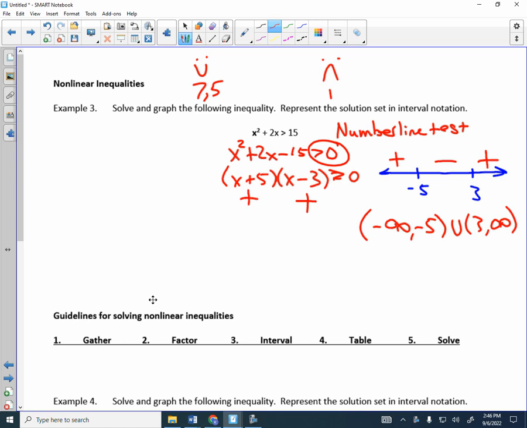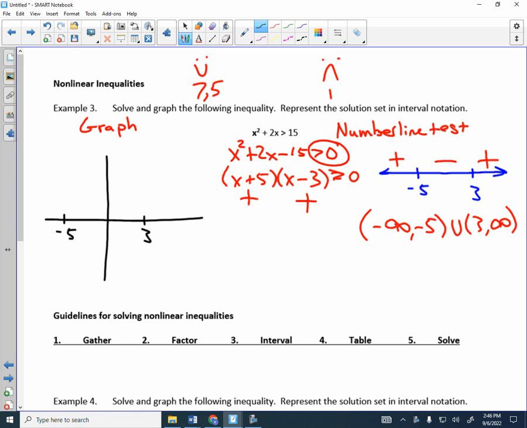Can I show you an easier way? One way is to make a number line test. The other way is to make a graph. I'm going to go ahead and make a graph. On that graph, I'm going to plot negative 5 and positive 3.